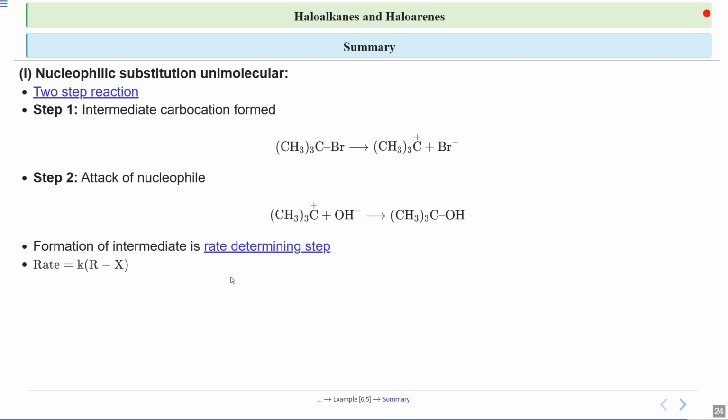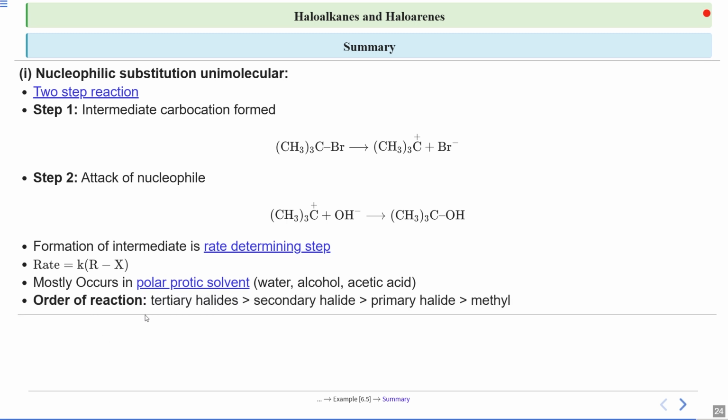The formation of the intermediate is the rate determining step because it is the slowest step. So the rate depends upon the concentration of alkyl halide only. You can write rate as the rate constant multiplied by the concentration of alkyl halide. It mostly occurs in polar protic solvents like water, alcohol and acetic acid, due to the stabilization they provide to the carbocation.